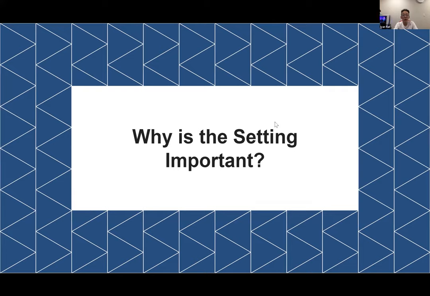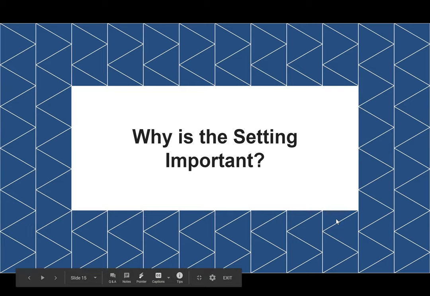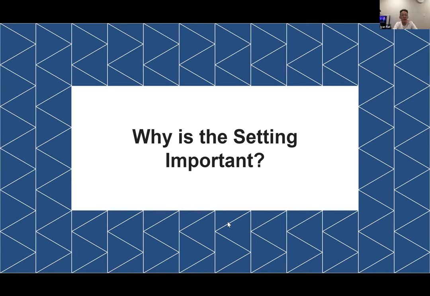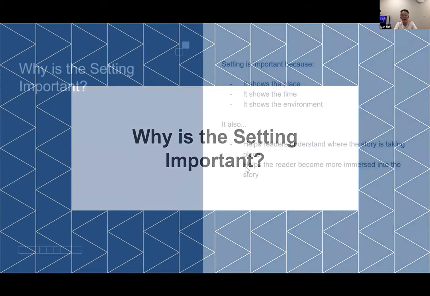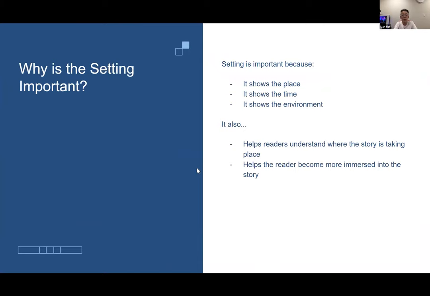So why is the setting important? Does anyone know, Olivia and Mason, or Rocky? A setting is a place where the character lives or walks on. For example, a place like a park, a person walks on it, and it's kind of a background. Yeah, very good. Next slide, please. It's indeed, as you said, a background. It could be interpreted in that way.